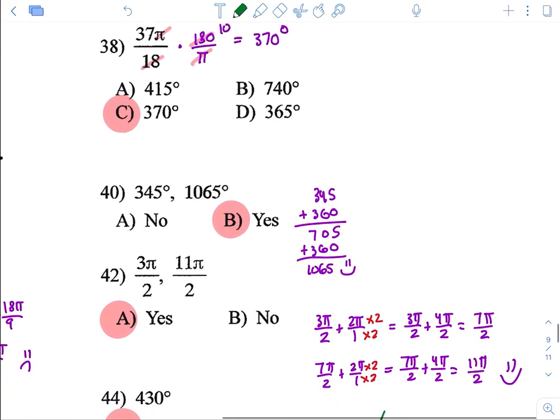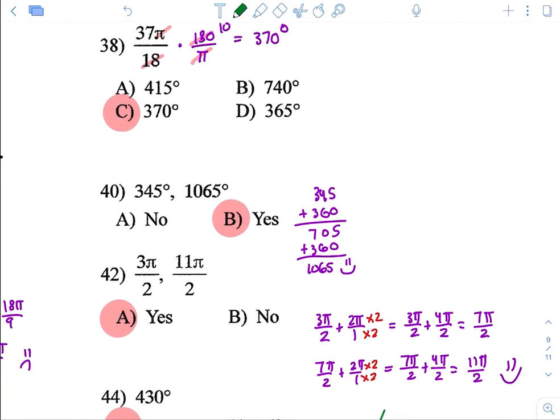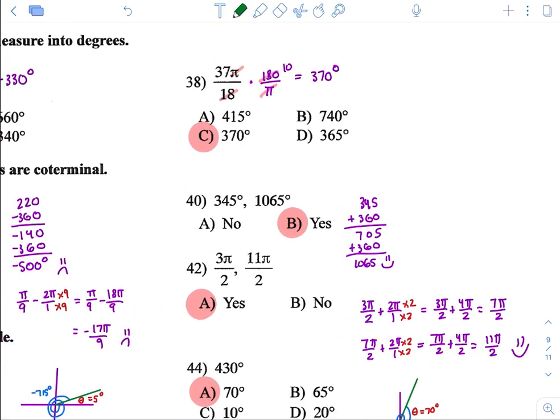4. Again, coterminal angles: if you add or subtract 360 or 2 pi, then you'll have coterminal angles. I'm going to start with 345. To get to 1065, I have to keep adding 360. So 345 plus 360 is 705, not 1065 yet, so I'm going to add another 360, and what do you know, it landed on 1065 degrees. So those two are coterminal angles.